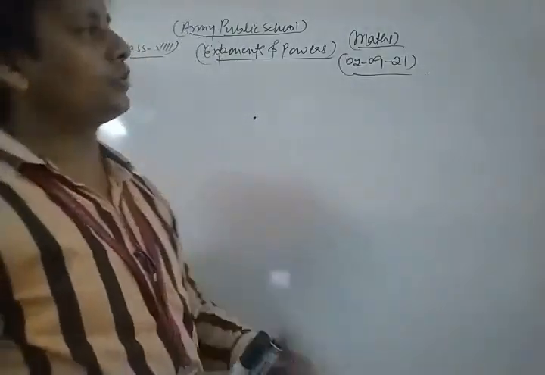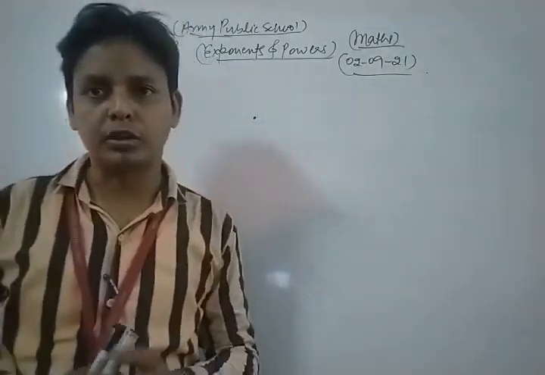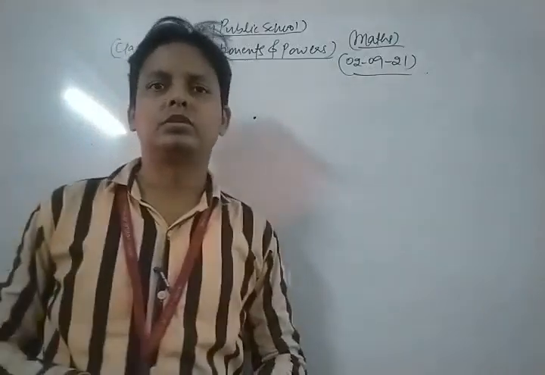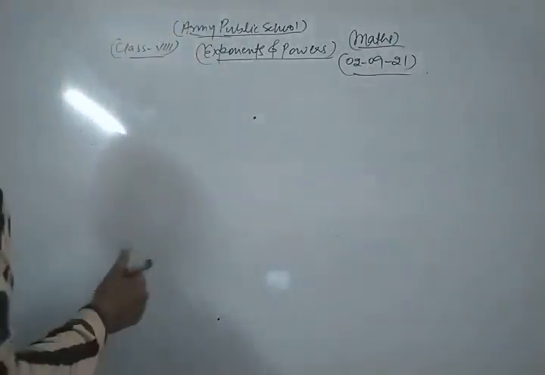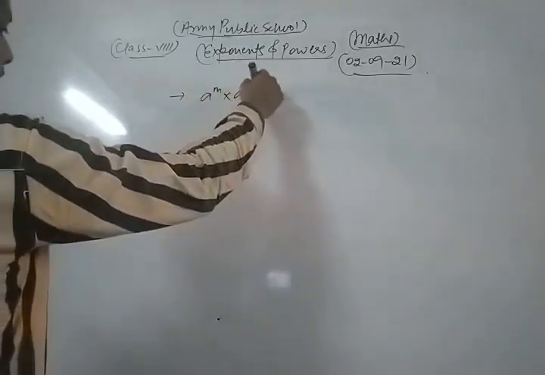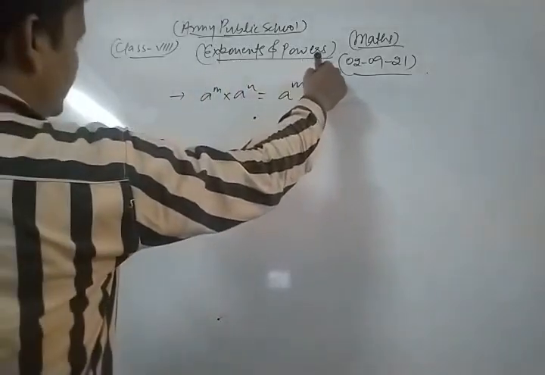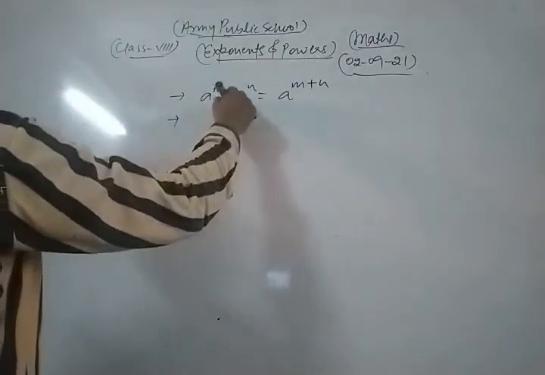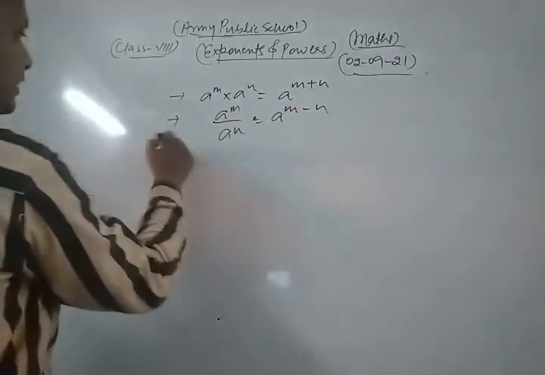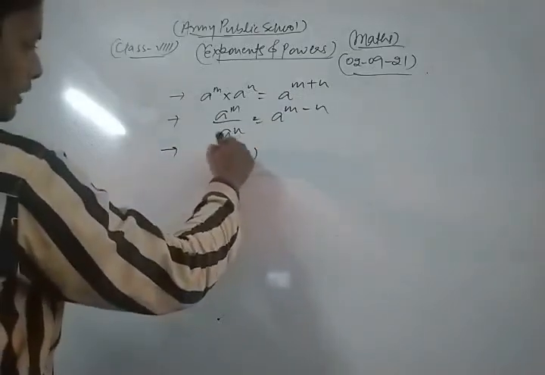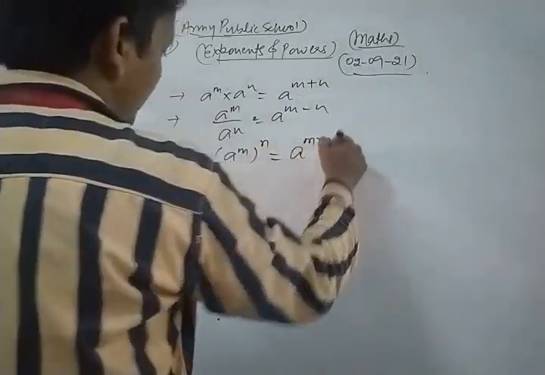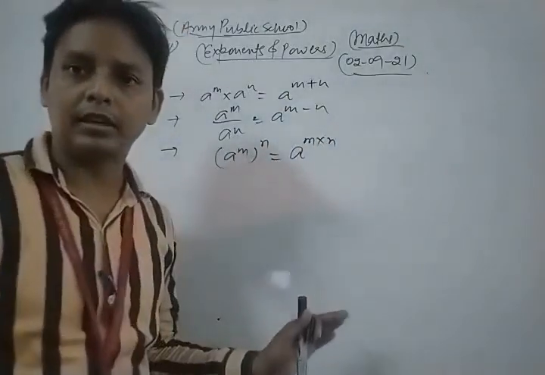Before discussing the questions, first of all we revise once more all the important laws related to that chapter. We know that a to the power m into a to the power n is equal to a to the power m plus n. We also know that a to the power m upon a to the power n is a to the power m minus n. And (a to the power m) to the whole power n is equal to a to the power m into n. These are the very important laws of exponents.